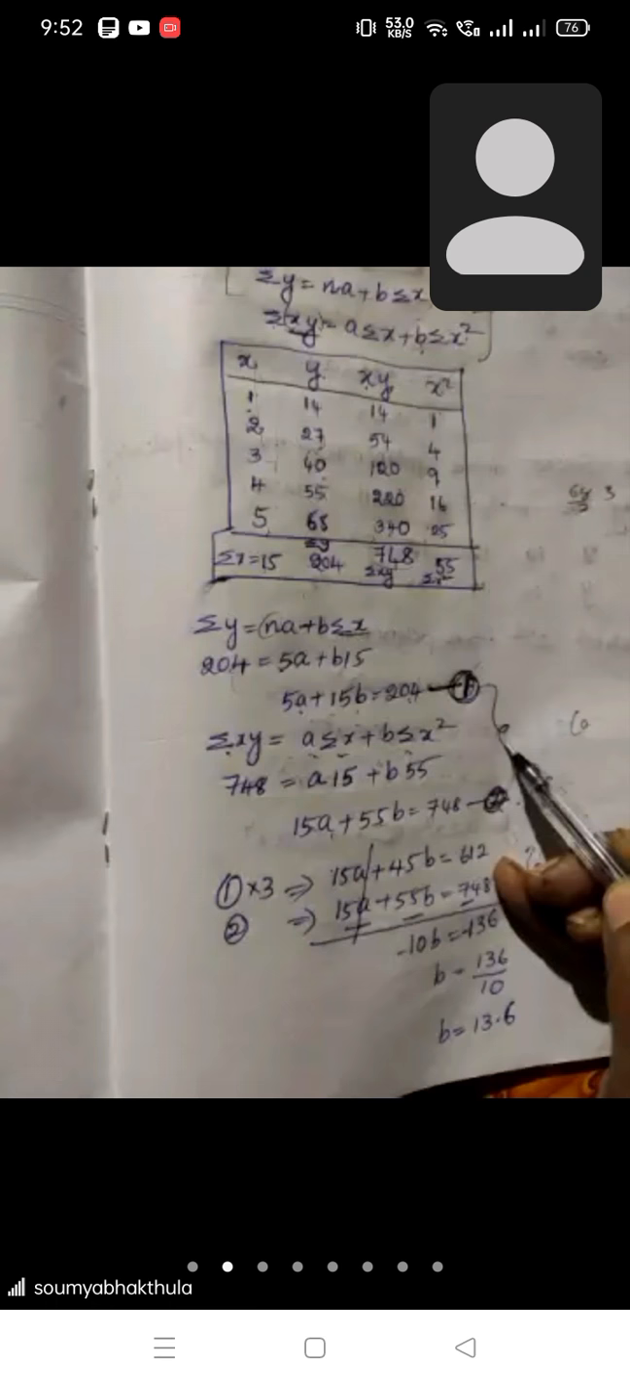Okay, so 5a plus 15b equals 204 and 15a plus 55b. These are two equations, use a calculator and you will get the answer. Otherwise, here we have 15a plus 55b. I'm going to multiply equation 1 with 3. You will get 15a plus 45b equals 612, and the same thing you will get.